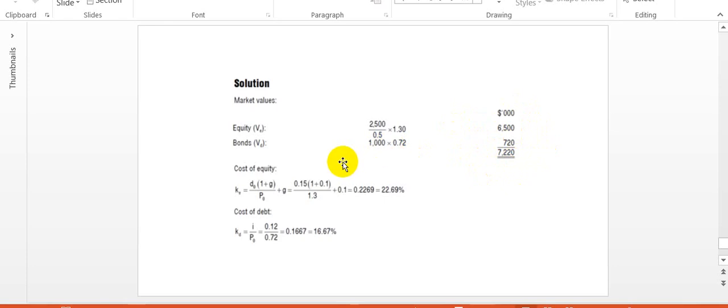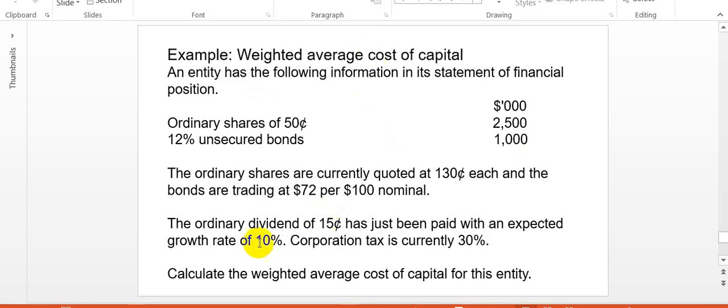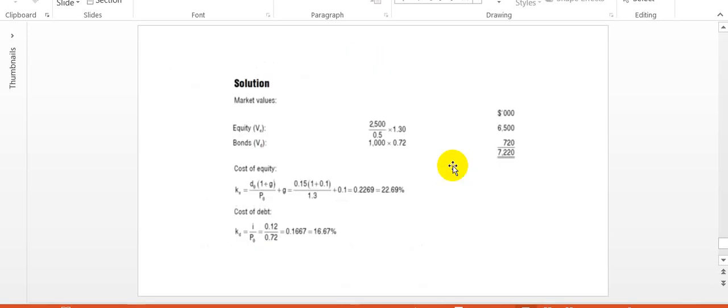Then we need KE. We're given the ordinary dividends there. We're given the growth rate there. We know the market value, so we can use the dividend growth model to compute our KE. So substituting in the dividend growth model formula, we get our KE as 22.69%.